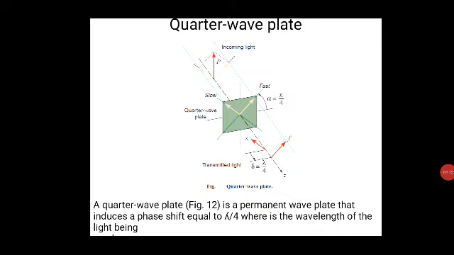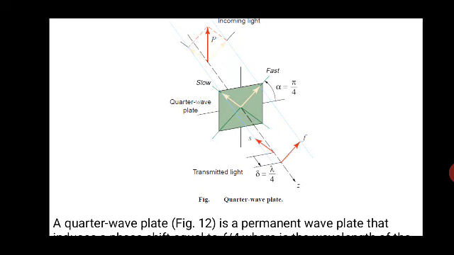Third one, a quarter wave plate. A quarter wave plate is a permanent wave plate which induces a phase shift of lambda by 4, where lambda is the wavelength of the light, the light being always perpendicular to the plane of the polariscope.